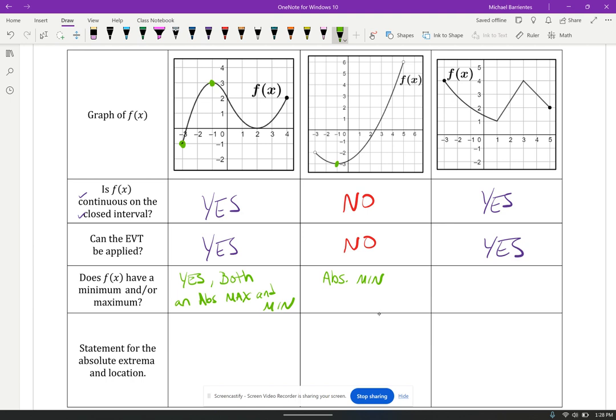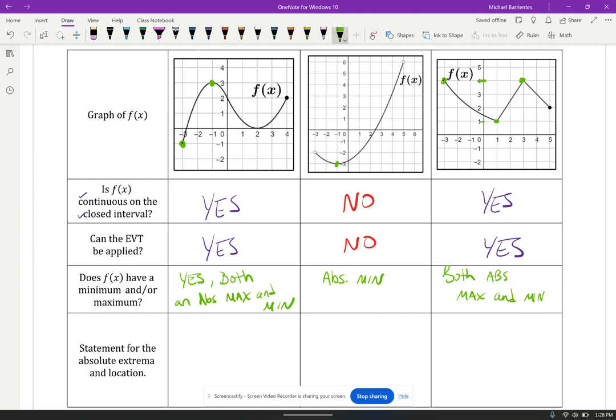And then in the last one, is there an absolute maximum? There is a highest point. This is the highest point. It occurs at 2 spots. And then this is the lowest point. So both absolute max and min.